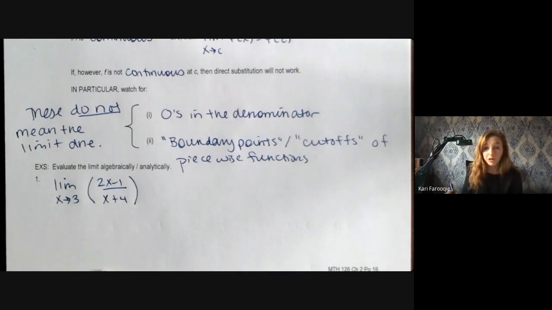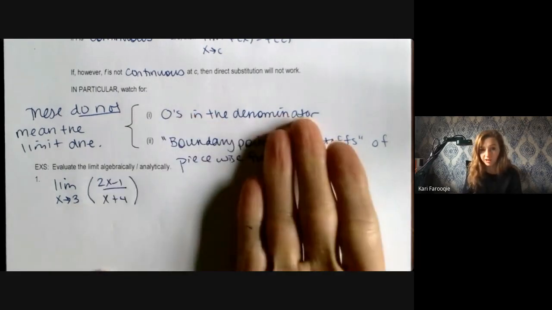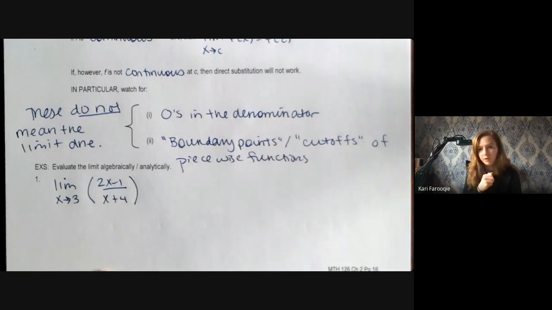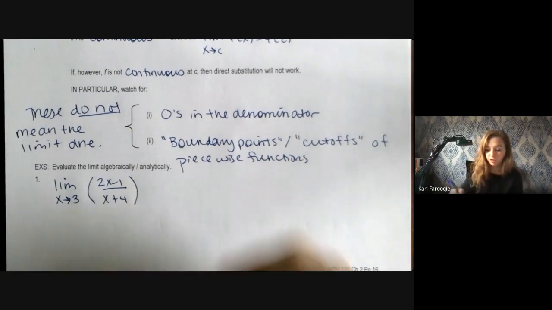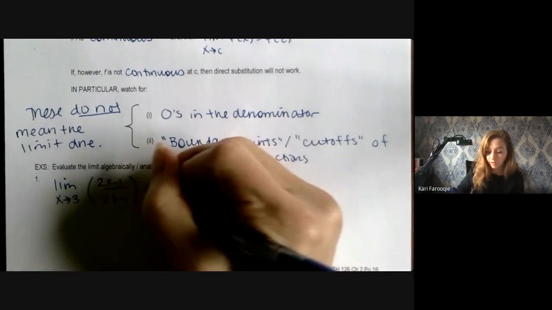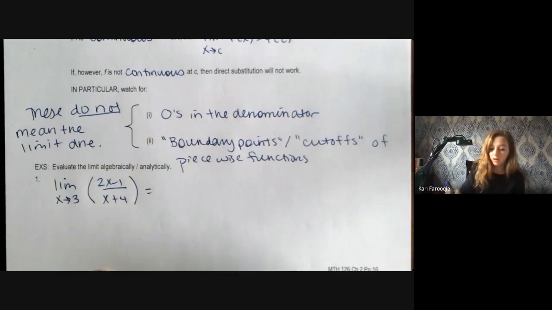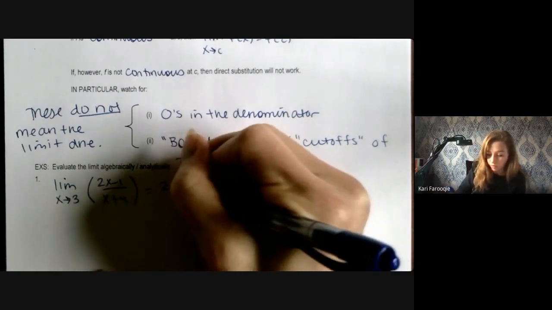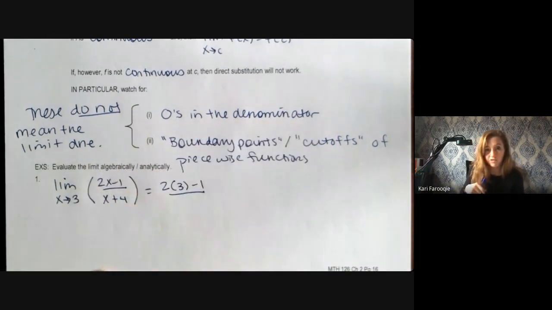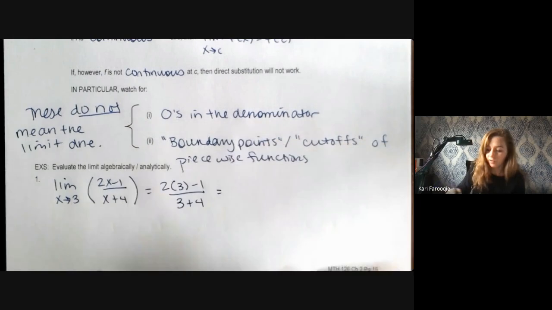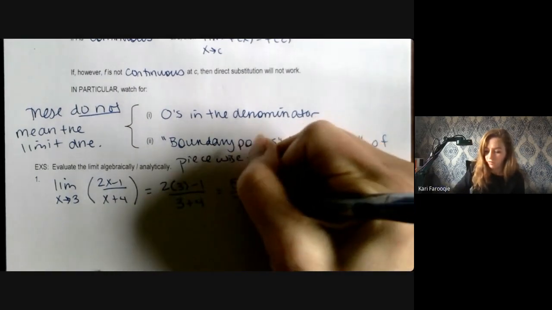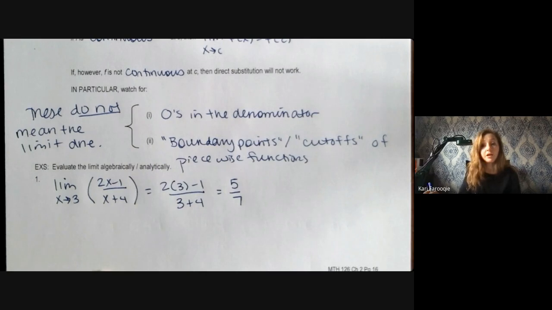Now, you'll know that you won't be able to do this if you go to plug in c for x and you end up getting a 0 in the denominator, or if you originally had a piecewise function, you would know already that you would have an issue there with direct substitution. But this is not a piecewise function, so we only need to worry about zeros in the denominator. In this case, I can just say 2 times 3 minus 1, everywhere I see x, I'm substituting in the value of c, which in our case is 3, and then divided by 3 plus 4. 2 times 3 is 6, minus 1 is 5, and then 3 plus 4 is 7, and the limit is 5/7.